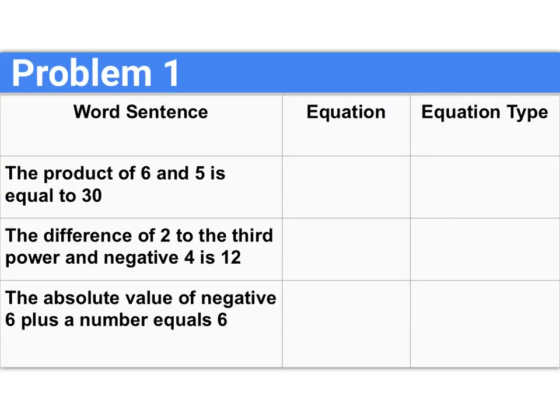Okay, so here we go. The product of 6 and 5 is equal to 30. The word product tells us to multiply. 6 times 5 equals 30. And the equation type is numerical. The difference of 2 to the third power and negative 4. All right, so 2 to the third power minus negative 4 equals 12. So 8 plus 4 equals 12, and this is numerical.